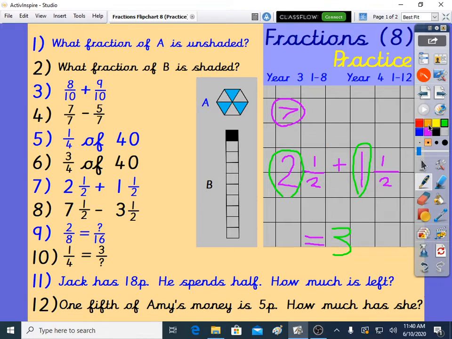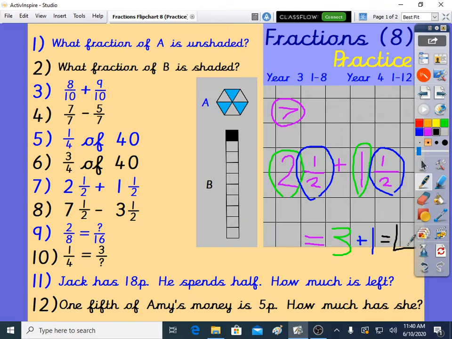Then I'm going to add the fraction parts of the question. A half plus another half. Did you know that a half plus a half makes one whole, doesn't it? So the halves go together to make another whole one. So I got 3 and I've got 1. So it's 3 plus 1. I'm sure you know what that is.